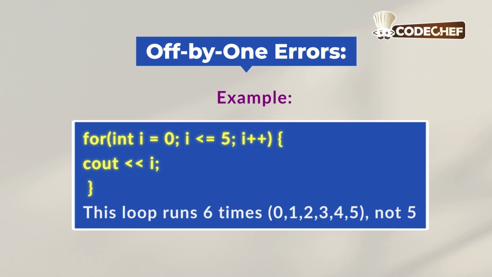We want to run it 5 times, but since we are starting from 0 and we are giving the condition i <= 5, it will run till 5. So from 0 to 5 the loop will run a total of 6 times, but the user is expecting it to run 5 times, and that is why this is an off by one error.